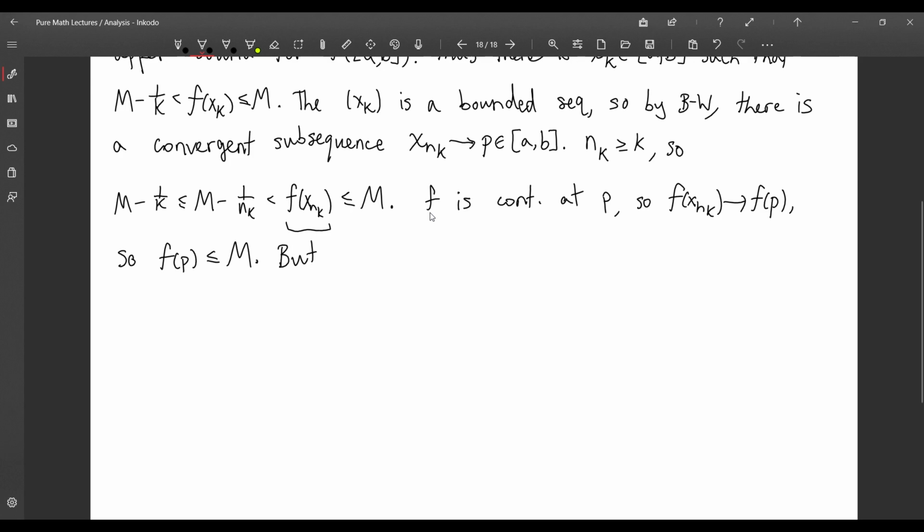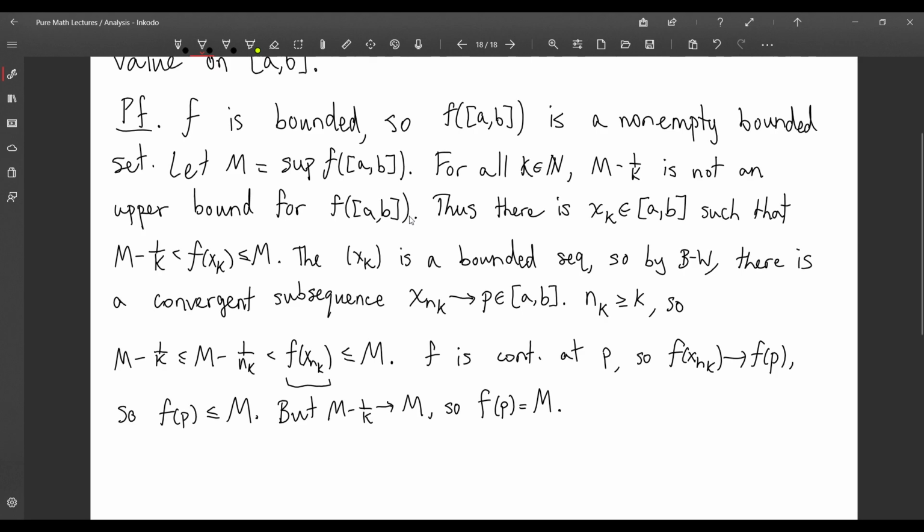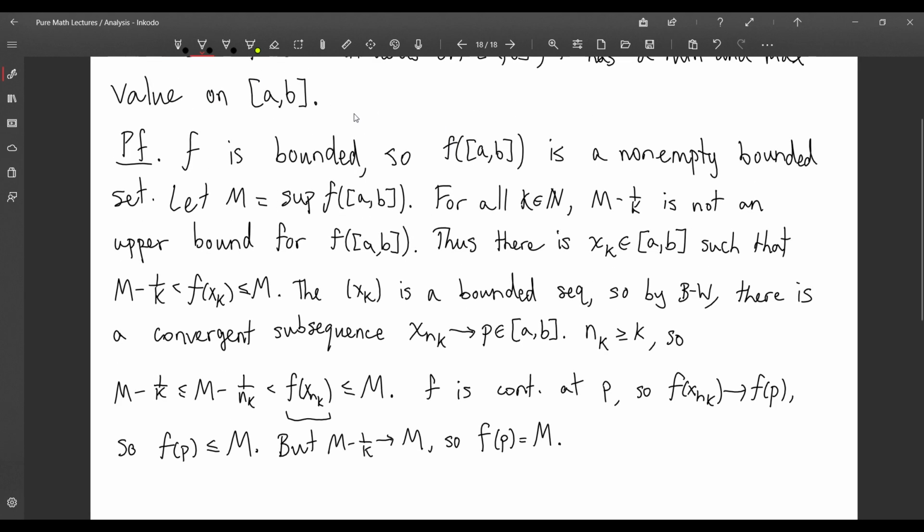But m minus 1 over k converges to m. So essentially we have this sandwiching. So f of p must equal m. And that's it, right? P is a value in A to B such that f of p equals m, which was the maximum of all the values obtained by f on this domain.